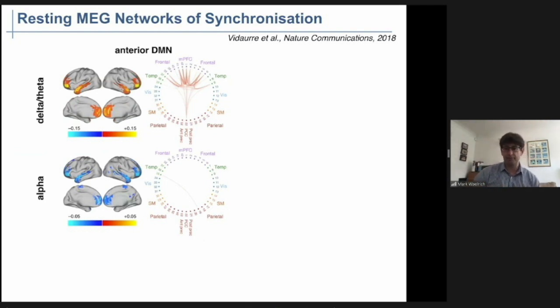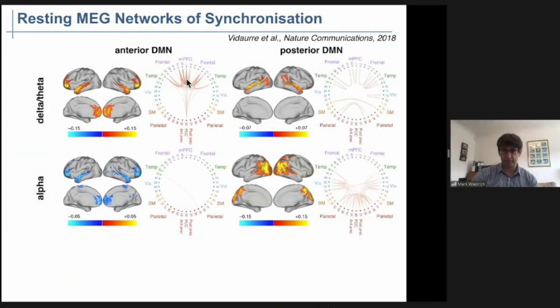And when we do that, we can see, for example, with the anterior DMN, that the frontal network of synchronization is happening predominantly in the delta and theta band, with nothing happening in the alpha band. By contrast, if we look at the posterior default mode network, it's doing most of its work in terms of synchronization in the alpha band, particularly in this posterior set of regions that we saw earlier. There is some connectivity in delta theta as well, but it's much less, and it's more frontal.